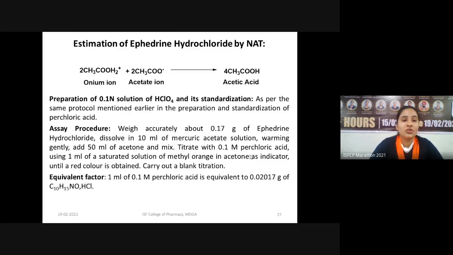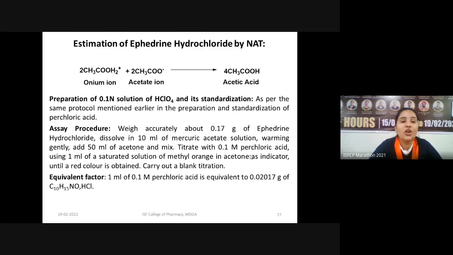So the acetate ions will react with onium ion. Onium ion has been produced by the protonation of the glacial acetic acid by the perchloric acid. The onium ion will react with acetate ion to form acetic acid. So in this way, estimation of ephedrine hydrochloride is being done. Now we will study the preparation of perchloric acid, and we will be studying the standardization.